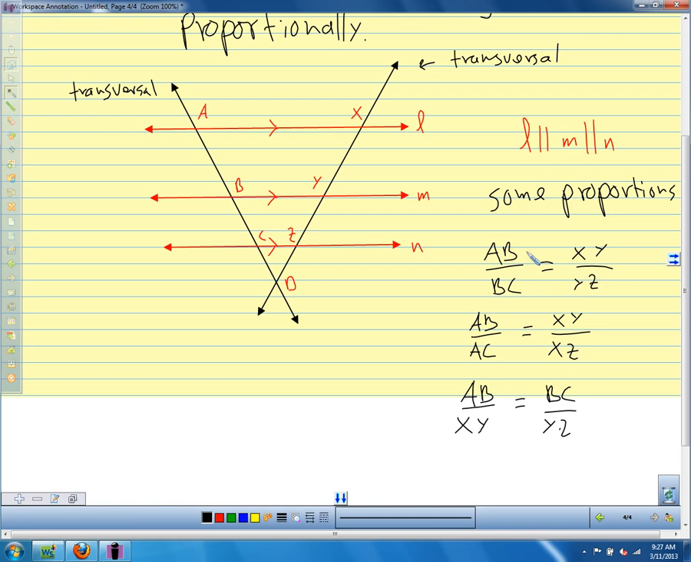So any questions on what this corollary, what this extra thing from the side-splitting theorem is telling us? All right, let's look at one example, and then we'll be done.